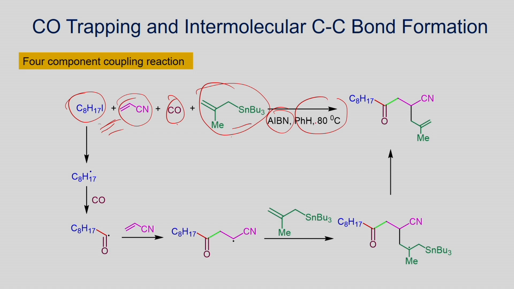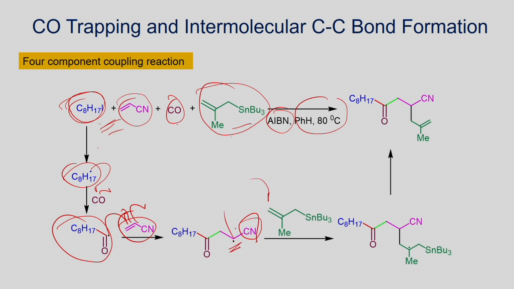Now, let us look at this reaction in the presence of AIBN, and as we have seen, you can generate the radical, then the radical can react with this alkyl iodide to give the alkyl radical. This radical can undergo addition reaction with carbon monoxide, and you get the carbonyl radical. This radical can undergo addition reaction with acrylonitrile, and you form this secondary radical. This radical can be stabilized by the nitrile group. Once you form this radical, it can undergo addition with this allyl tin, the double bond, as shown here. You form this tertiary radical.